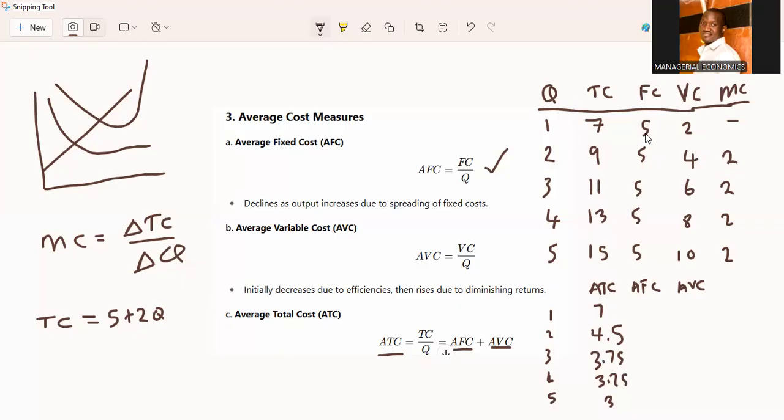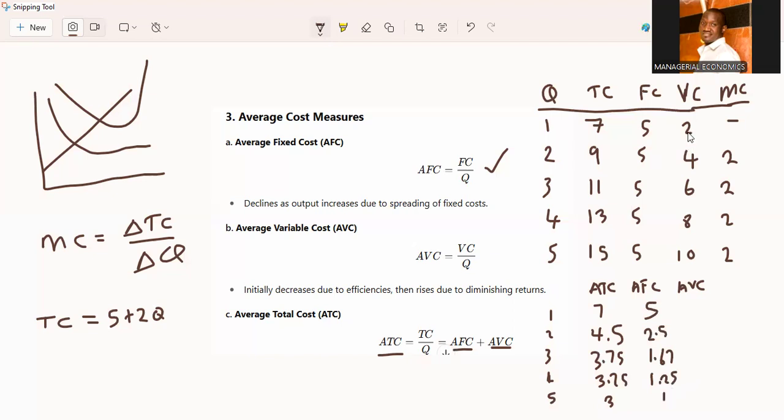How do we get the average fixed cost? When you divide the fixed cost by quantity. So 5 divided by 1 is 5. 5 divided by 2, 2.5. 5 divided by 3, 1.67. 5 divided by 4, 1.25. 5 divided by 5, it's 1.